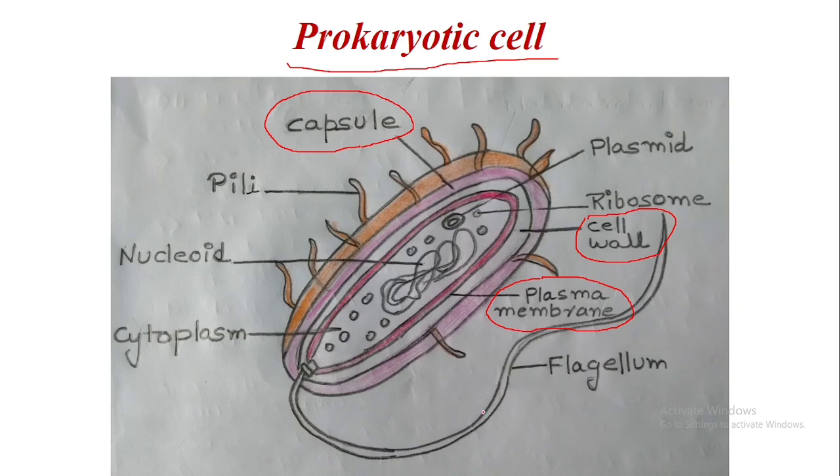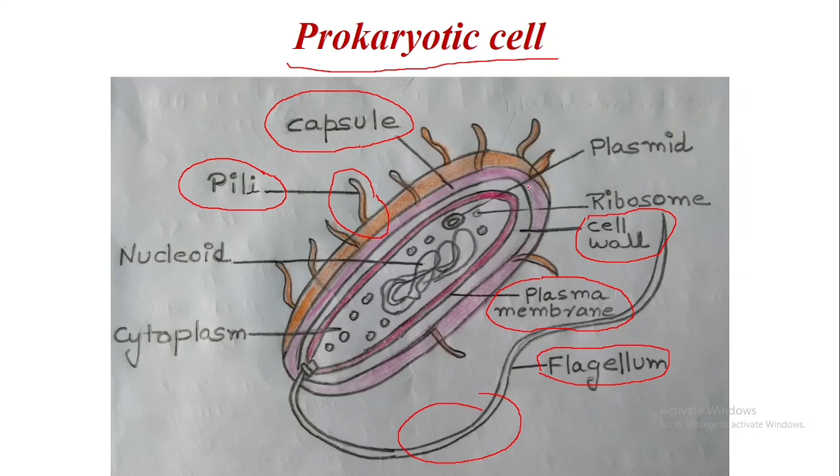This long thread-like structure is known as flagellum. It helps in bacterial movement. Now, this hair-like structure is known as pili. It helps in the attachment of bacteria to another bacteria and also helps in transfer of genetic material.